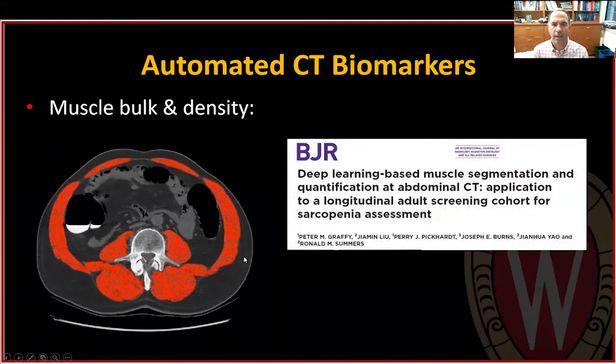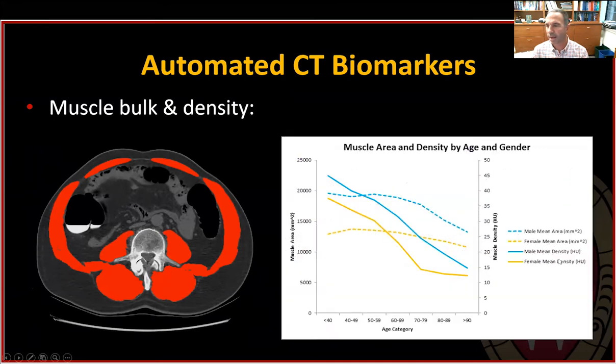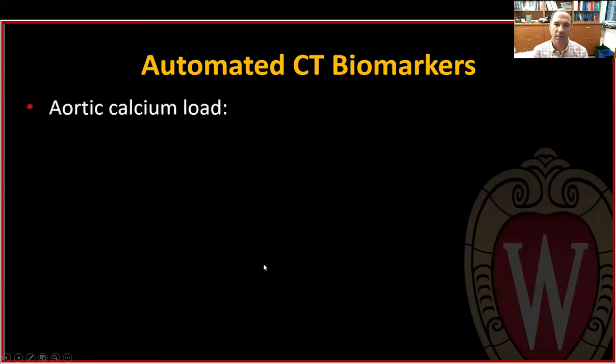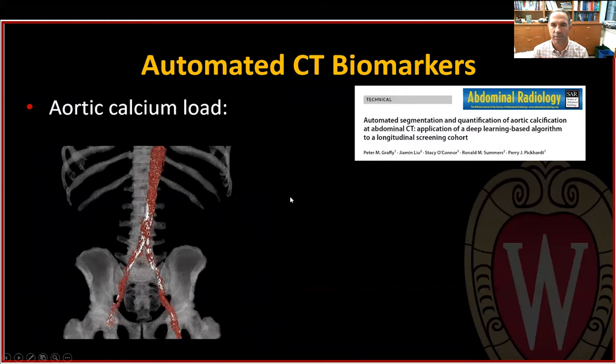Bone density, muscle density and bulk. So we can segment out the abdominal wall musculature and look at both attenuation and either volume or cross-sectional area. Interestingly, we found that the attenuation really falls off more with age in both men and women compared to the bulk, which is cross-sectional area in this graph here. So we really are going to focus more on the density or attenuation, looking at things like myosteatosis.